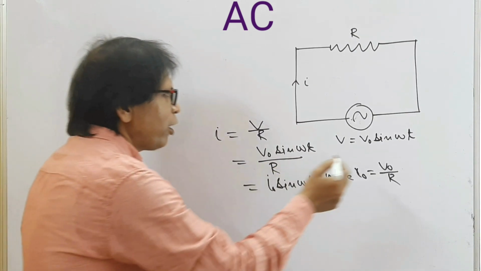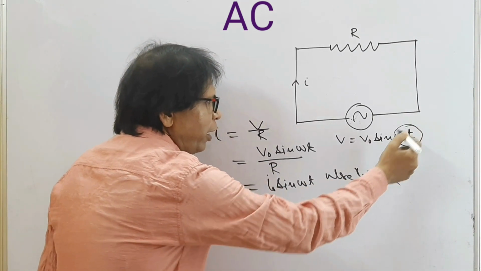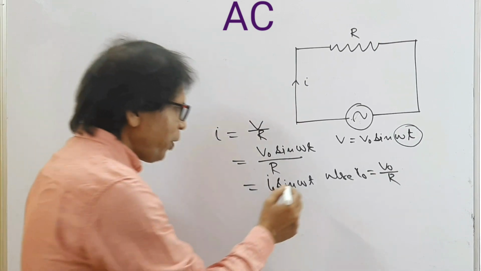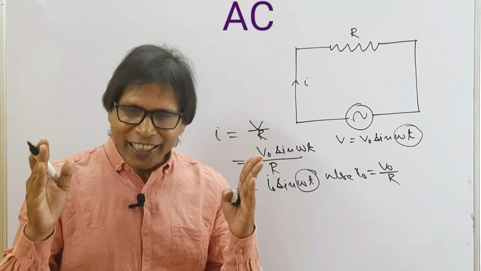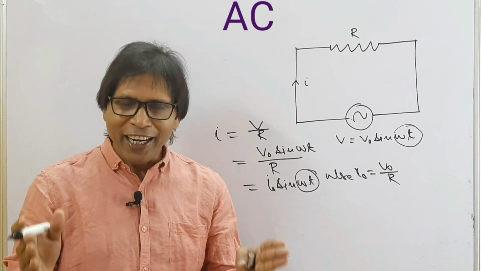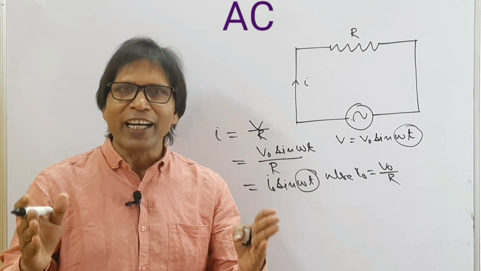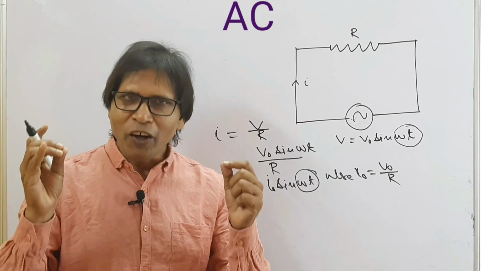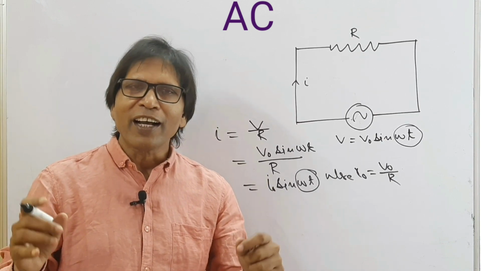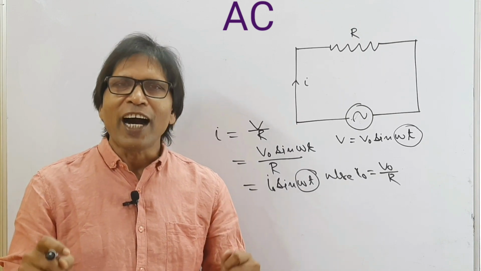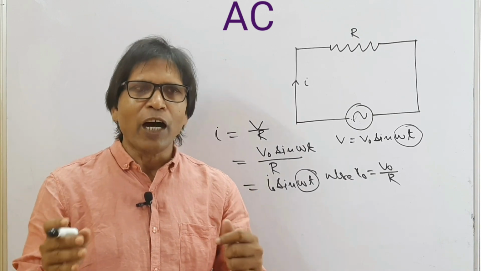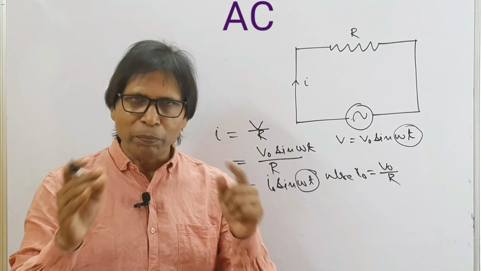Look at this, the phase of the voltage is omega t and the phase of the current is also omega t. So in a resistive circuit, current and voltage are in phase. That is, when voltage is maximum, current is also maximum. When voltage is 0, current is also 0. Now this can be shown in a figure.